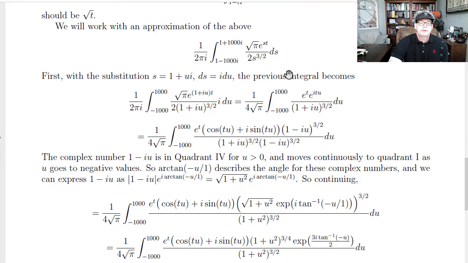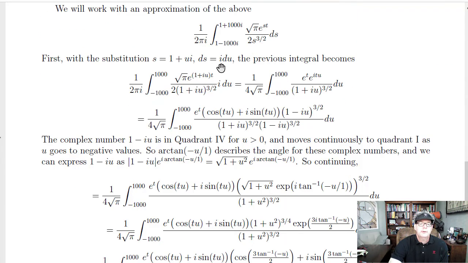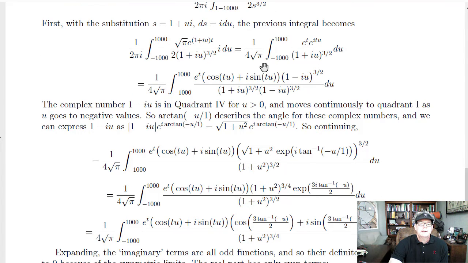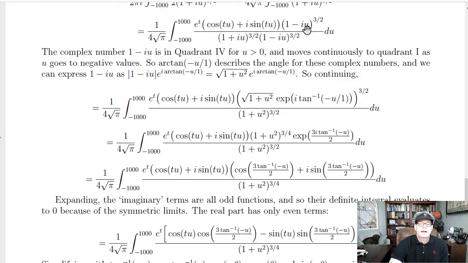So again, I did the usual substitution, and I could just let s equal 1 plus ui. ds is i du. Then my limits will be u goes from negative 1,000 to 1,000. Bring out the i. Bring out the root pi. Simplify e to the t, e to the i tu over this to the 3 halves. Multiply top and bottom by 1 minus iu to the 3 halves. Expand this. And then there's different ways to do this.